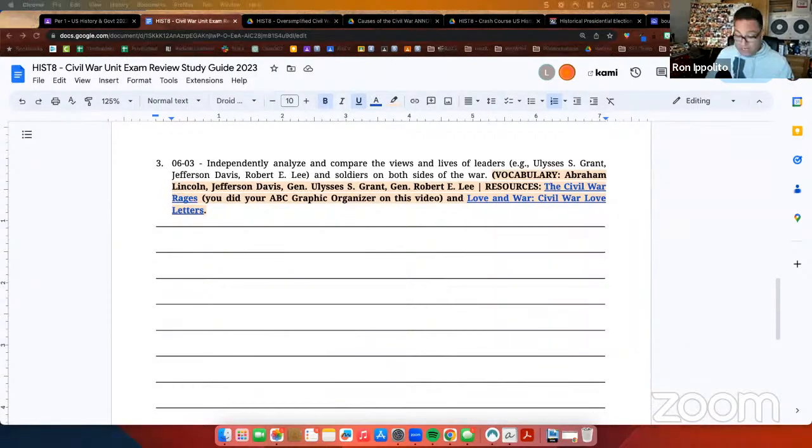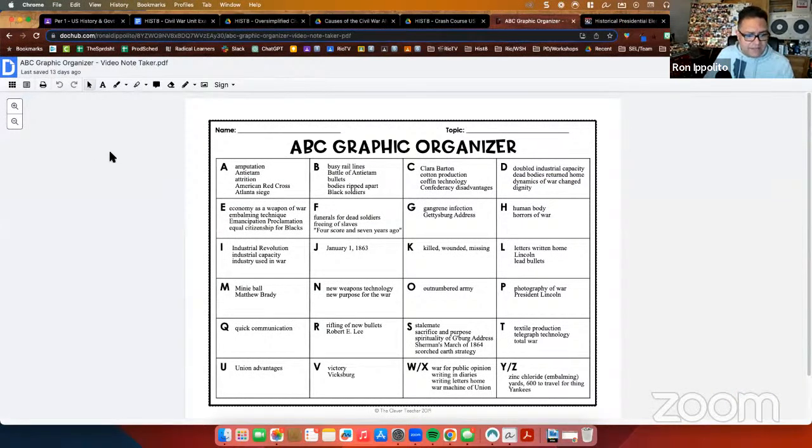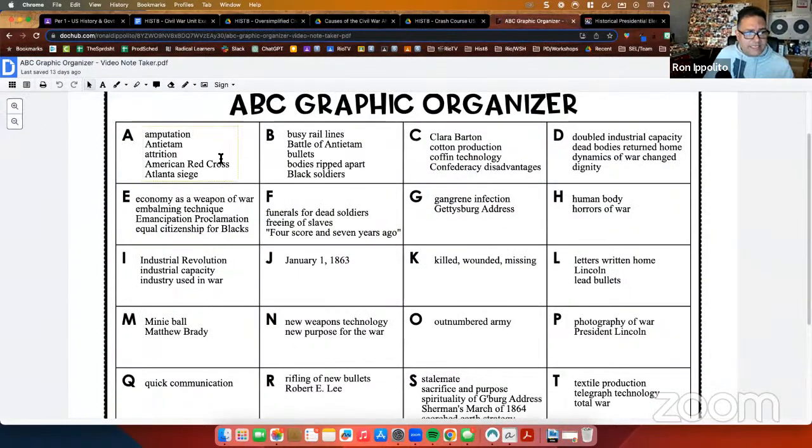I'm going to go ahead and really quickly pull that up because, while I did not fill it out, I do have some inspiration. This might help you because you should have this. I handed this back to you, right? This was that ABC graphic organizer, where you had to take notes that corresponded to each letter of the alphabet. One thing you might see on the exam is bullets, or the mini ball.